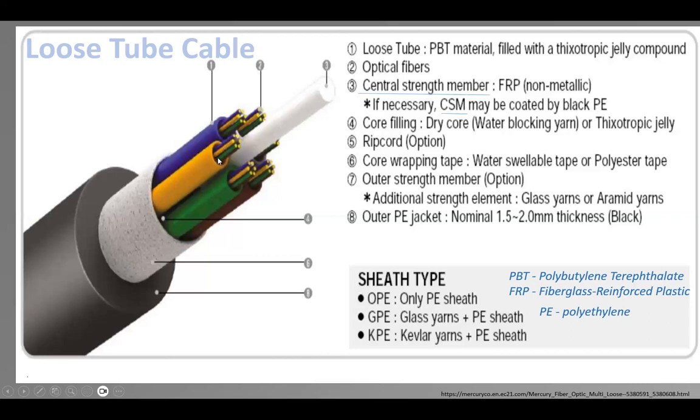Now, these tubes are also filled up with thixotropic jelly compound, right? And the thixotropic gel has certain properties. The more it is abused, the softer it gets. And then when the physical abuse stops, it comes back to its original shape. That has to do with the environment, because those loose tube cables are, for the most part, installed outside. And I'll show you some examples of how they are installed outside.